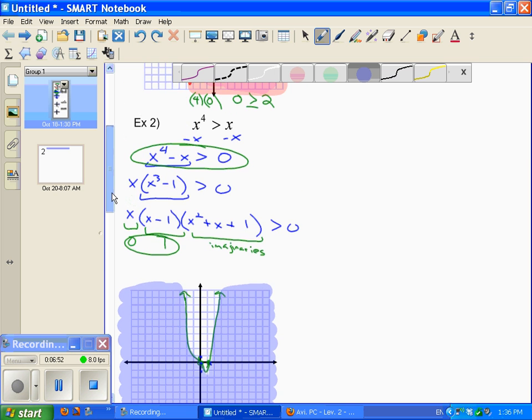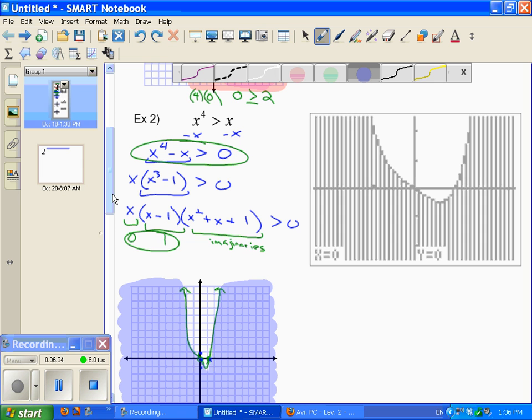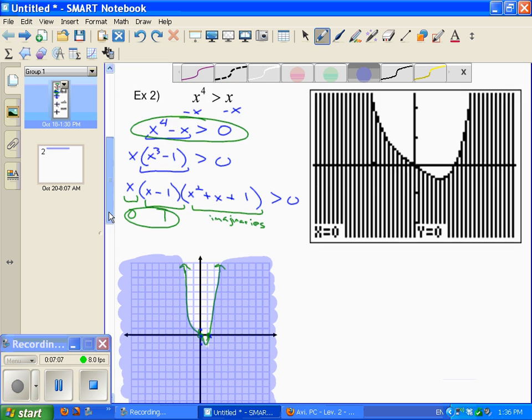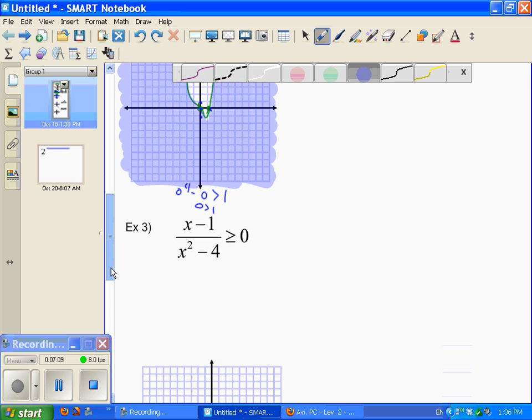All right, so now if we take a look at this thing on the graphing calculator, see it kind of has that little bend to it there. But what it does do is it cuts through 0 and it cuts through 1, and it's shaded on the outside just like we said. Seems pretty easy. You've basically already done these before.